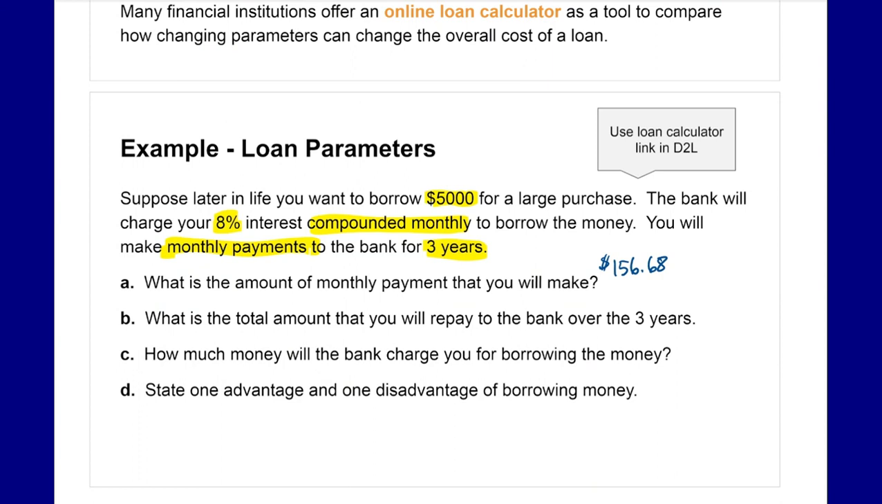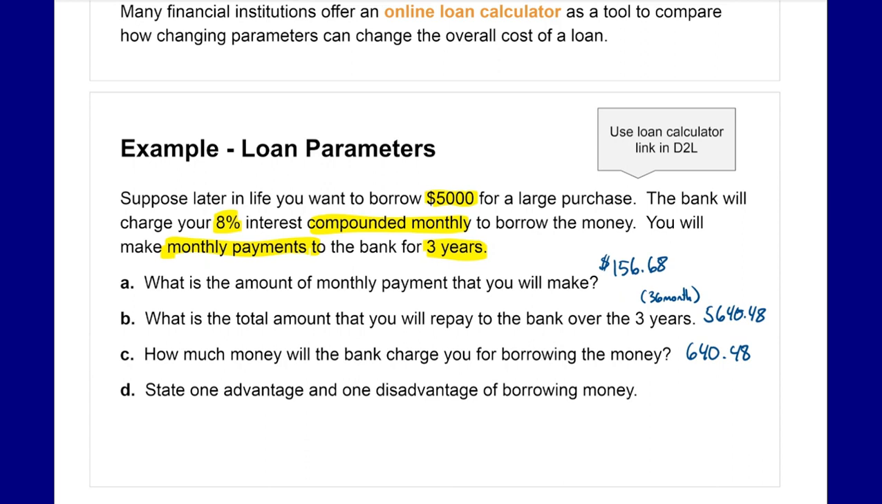So we calculated $156.68 over 3 years, or 36 months. Take that monthly payment, multiply it by 36, and we end up with $5,640.48. So how much money will the bank charge you for borrowing money? In this case, it's already calculated: $640.48. So over 3 years, you're paying an extra $640 on that loan you took out. You'd have to pay back the loan plus an extra $640.